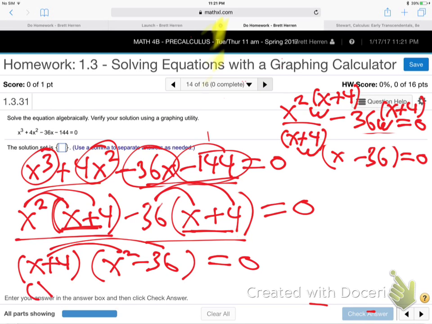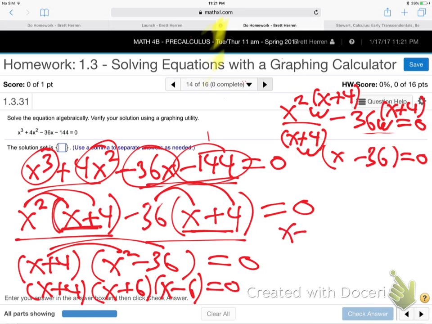And now we can do one more step from here. Well, one more step on factoring. X squared minus 36 factors as x plus 6, x minus 6. All right, and then what do we do from there? Each of those equals 0 separately. So now we have x plus 4 equals 0, x plus 6 equals 0, and x minus 6 equals 0.